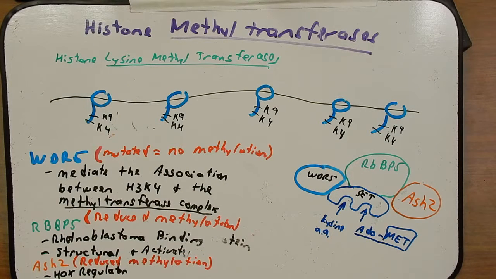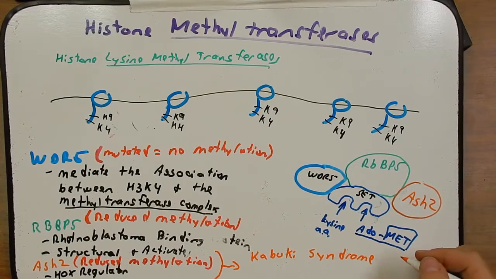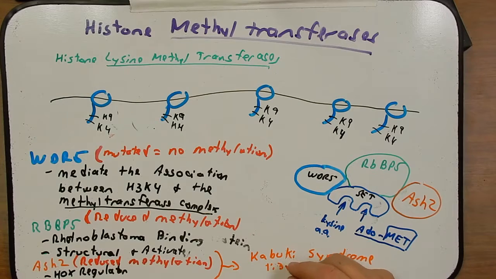I'm running out of room here, but I did want to say one thing about ASH2. And that is, it's got a link to a human disease. This human disease is called Kabuki syndrome. It's a very rare disease. It's something like 1 in 32,000 live births have this syndrome. So it's not very common, but it leads to various abnormalities found in children, including mental disabilities.